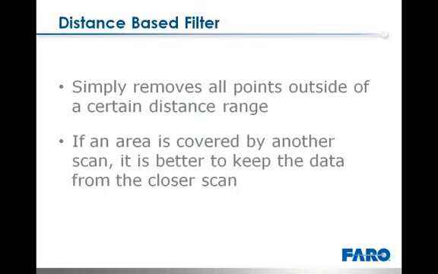The distance-based filter. Points will tend to get less accurate as they get further away, and they pass through more environment that can introduce noise. If an area of an object to be scanned is covered by more than one scan, it makes sense to keep the points picked up by the closer scan position. You can run a distance-based filter to make this happen. It will simply delete points further away than a certain distance picked by you.